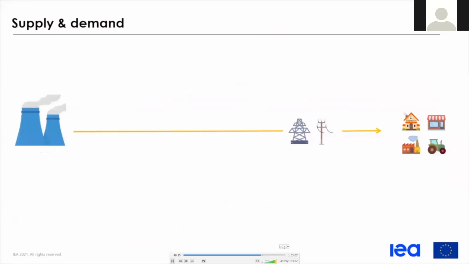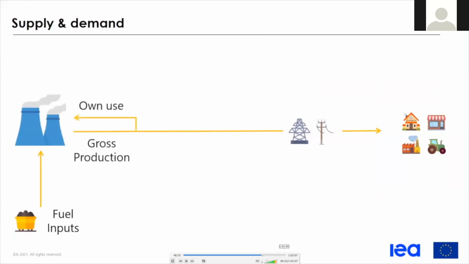Now let's talk a little bit more about the data themselves. So how do we represent a tricky issue that are electricity and heat data sets? In terms of supply, we collect the fuel inputs to electricity and heat generation, so the quantity of coal or natural gas burnt to generate electricity. From this, we obtain the gross production, and we subtract from that the own use by the electricity plant to obtain the net production.